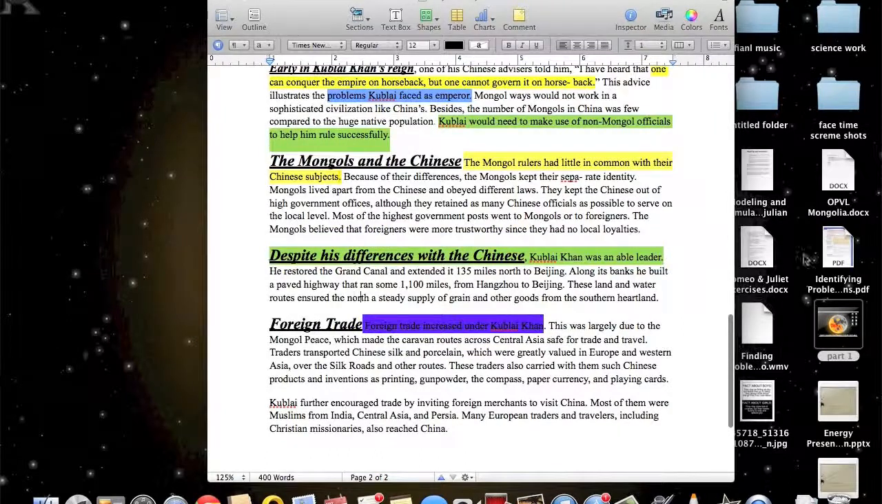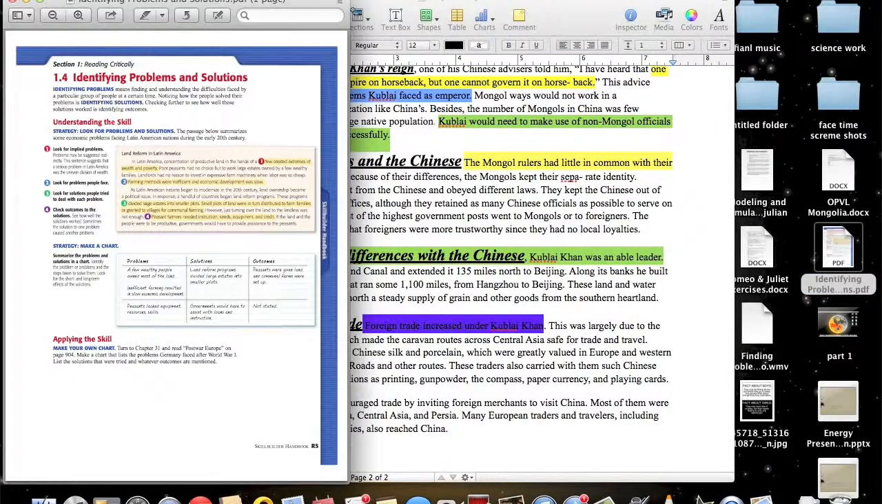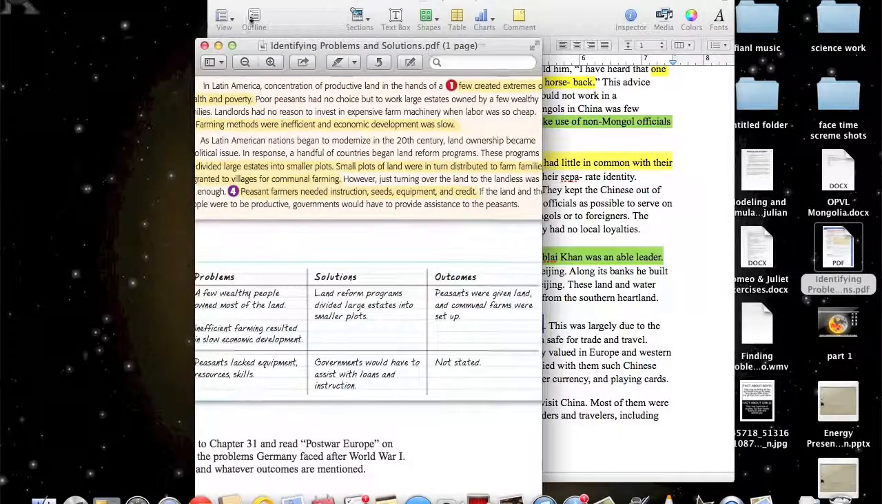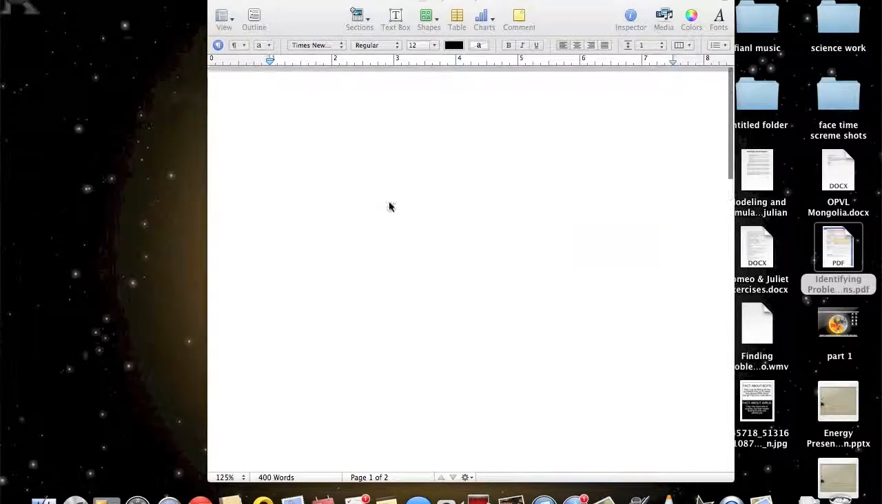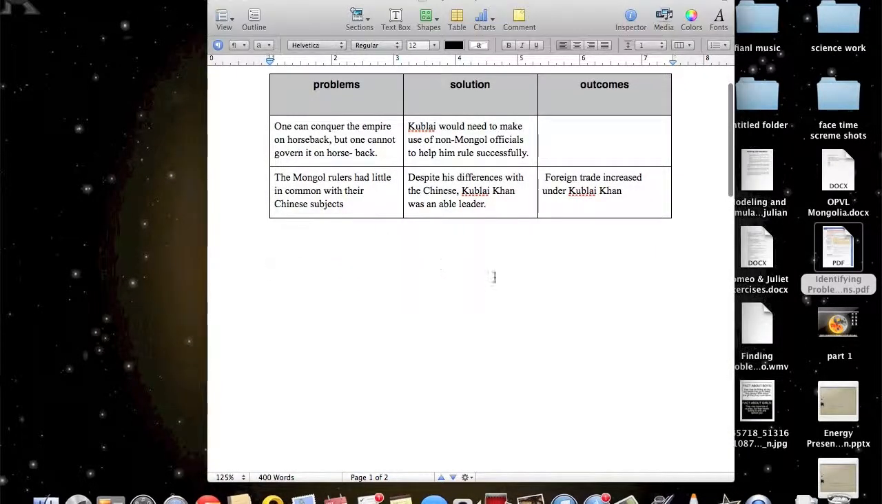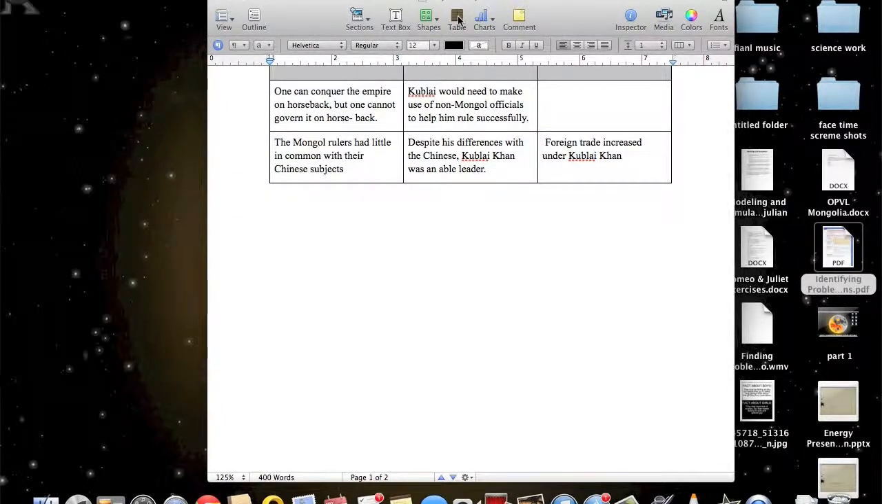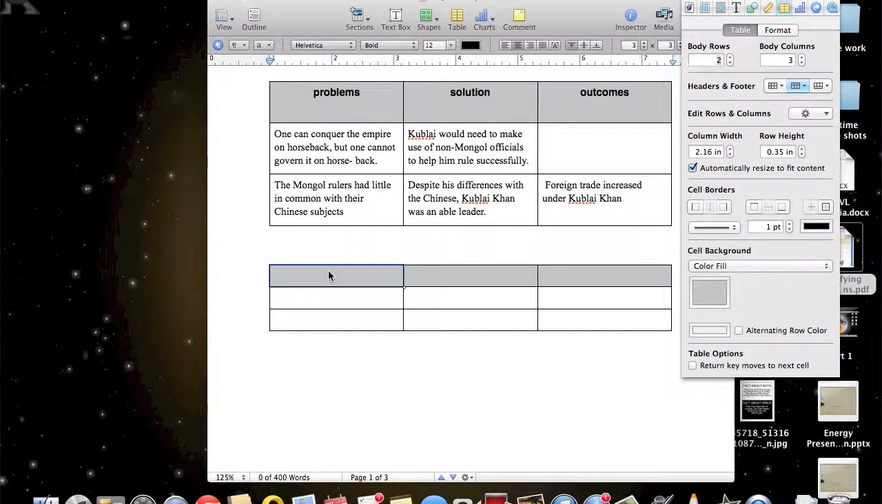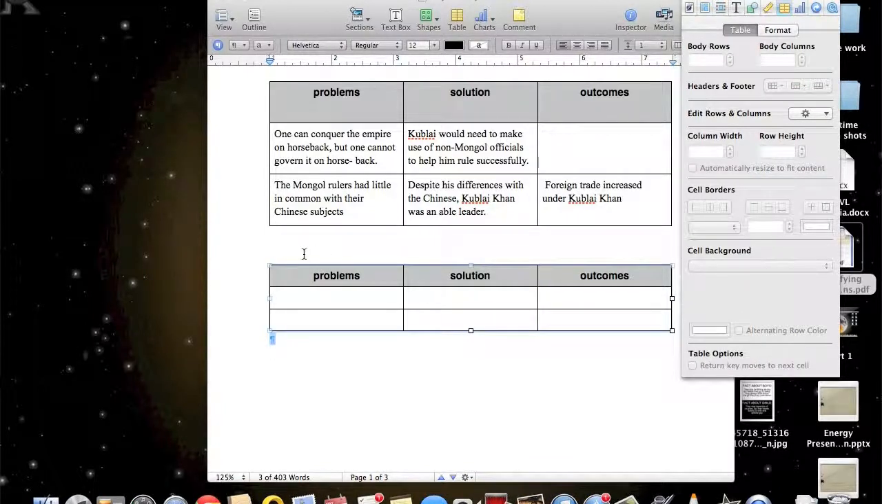Okay, so doing this, we need to do a little chart. Let's open this document. Remember this chart right here? You don't have to do this, but if you want, I can show you how to do it. You put here tables. This is for Pages. So you just put 3 and 2, and you write problems, solutions, and outcome. And that's it. You just paste everything you have there.